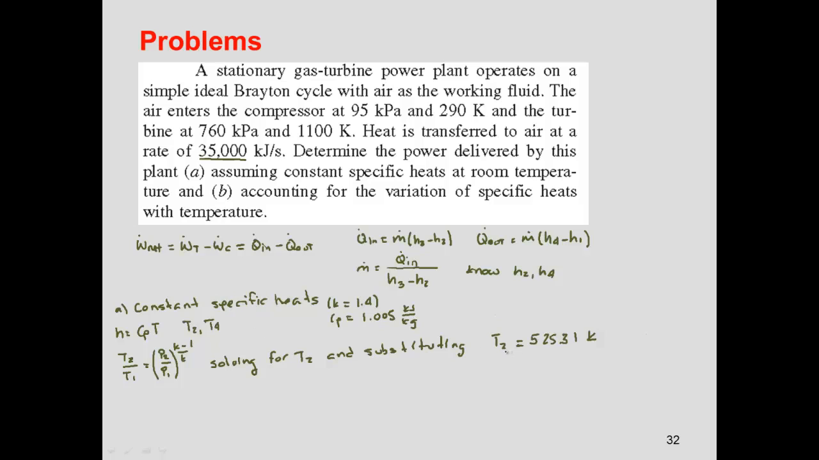With this temperature we can get the mass flow rate. Mass flow rate will be Q in divided by the difference of H3 minus H2, which will be Cp times T3, which is given, minus T2 that we just found. Substituting, this mass flow rate is 60.60 kilograms per second.